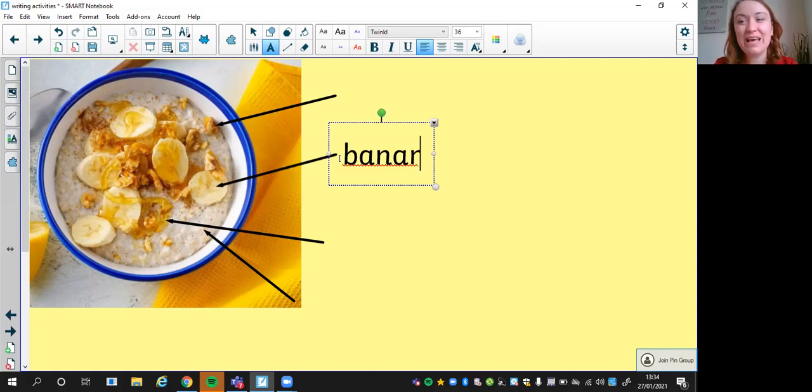Last part of the word then, nah. Banana. Wow, that's a lot of letters in it. But actually, when I've seen the word banana, I know that it doesn't have the r in the middle. But that was a really good sound out. Look at that, banana. So if you're trying to sound out a really long word, try and break it up and do one part at a time.